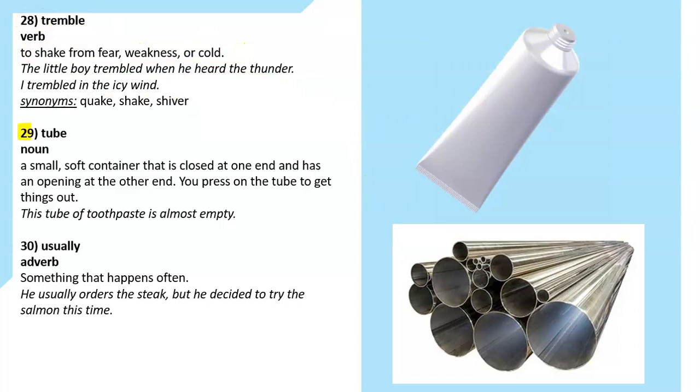Our next word is tube. Tube is a noun and it is a small soft container that is closed at one end and has an opening at the other end. And you press on the tube to get things out of it. So this is what a tube looks like. Of course, it looks like there could be toothpaste inside, but this tube is not only for toothpaste. We can also put lotion and other makeup things inside of here as well, and of course medicine.